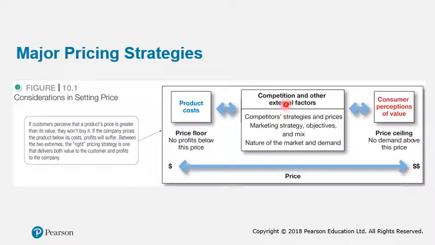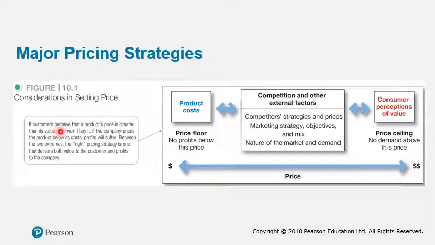And in between you have the competition and other external factors. It includes the competitor strategies and prices, the marketing strategies, objective, and also the marketing mix, and the nature of the market and the demand itself. This is when the price is cheap and this is when the price is very expensive.